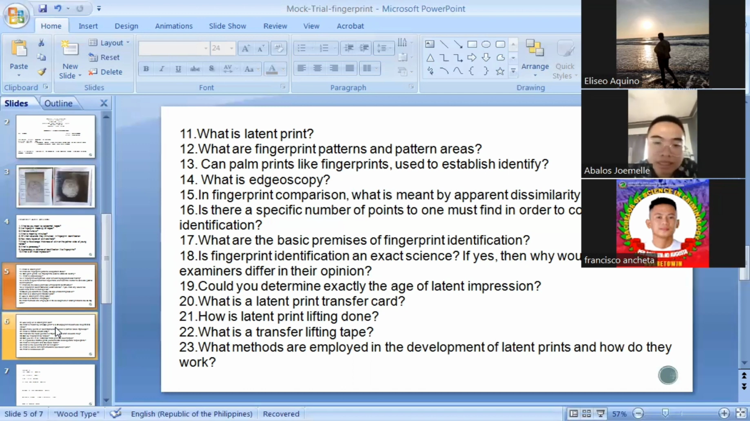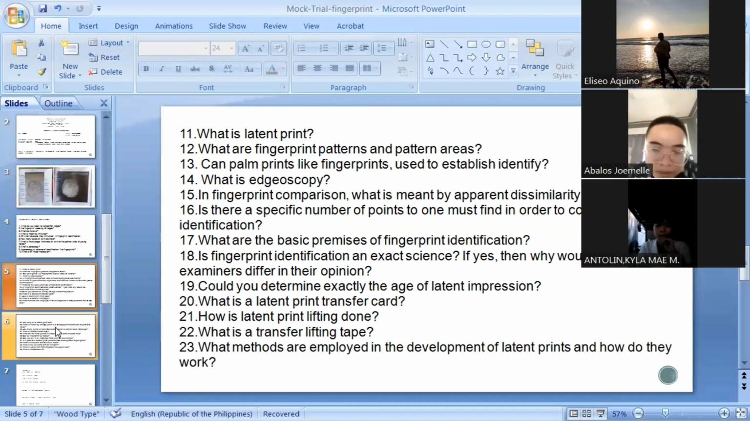And moving it to the card. 22, what is transfer lifting tape? Transfer lifting tape is transferring the prints onto the tape and moving it to the card. 23, what methods are employed in the development of latent prints and how do they work? The methods used in developing latent prints are ninhydrin method, iodine fuming, and many more.